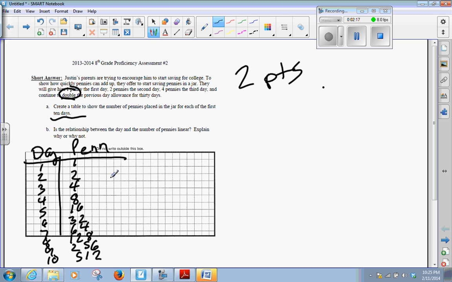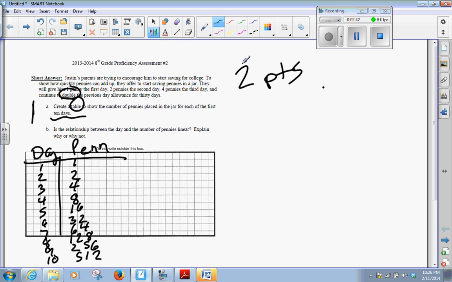So if your table was correct, remember a table is just this list. Some of you guys were making a graph of what this looked like. Okay, a table is just like what I just did. So I'd have 1 column with my days, 1 with my pennies. So it should have looked like this. So you got 1 point for getting part A right. Part B says, is the relationship linear? Explain why or why not.